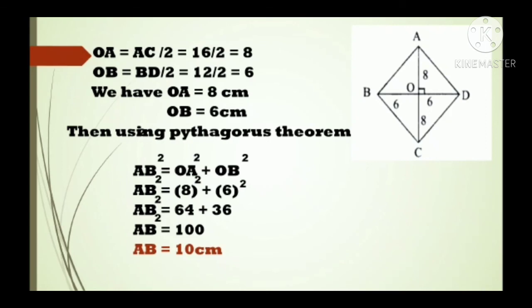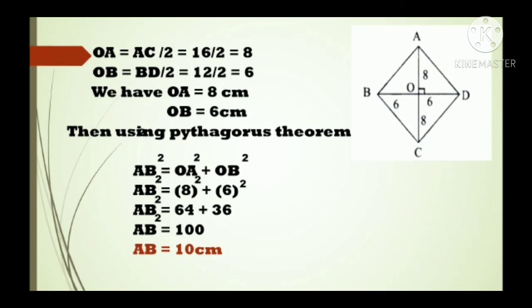OA is the half part of AC, isn't it? What is half the value of 16? Yes, 8. So OA equals 8. Similarly, what is the value of OB? OB is the half part of BD. So what is half of BD? Yes, 12 by 2, that is equal to 6. So OA equals 8 centimeters, OB equals 6 centimeters.